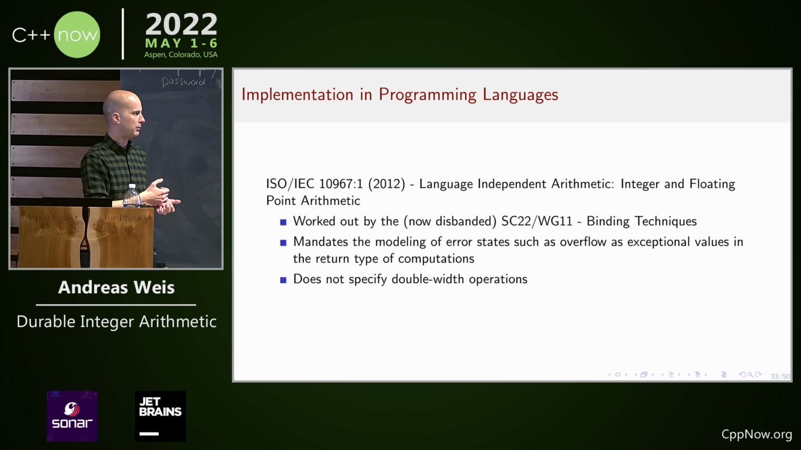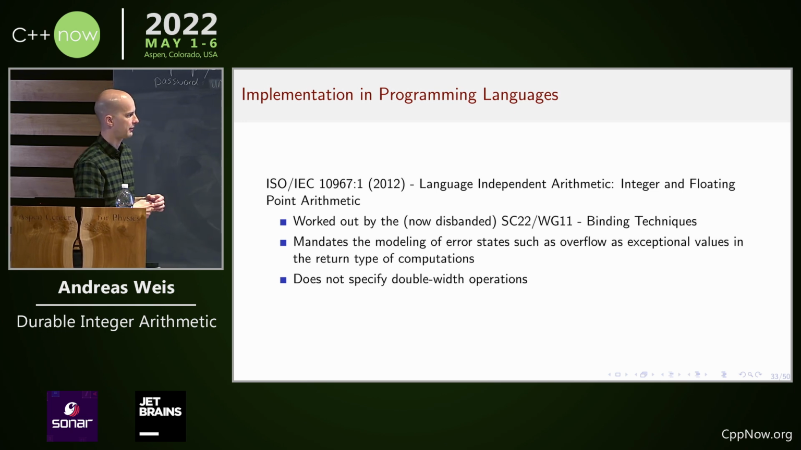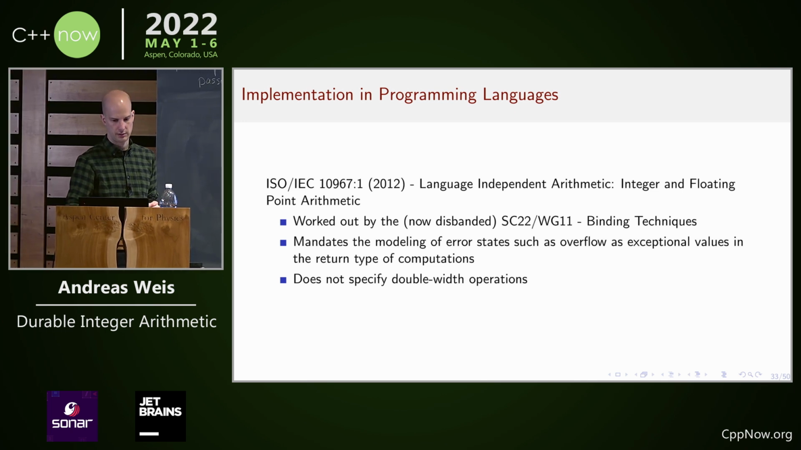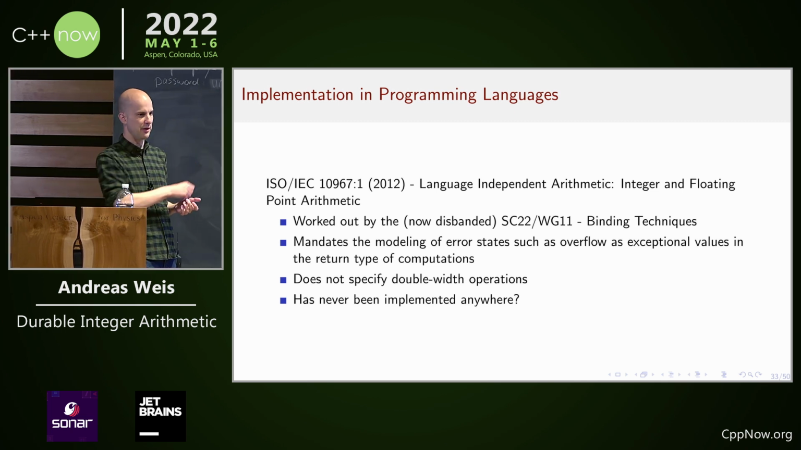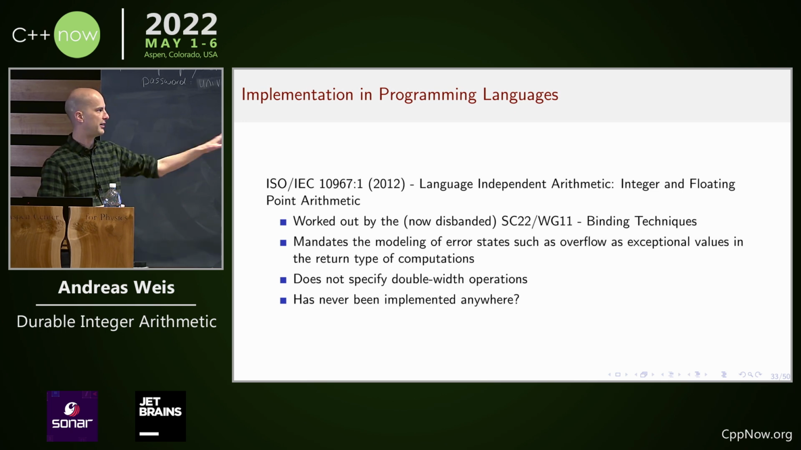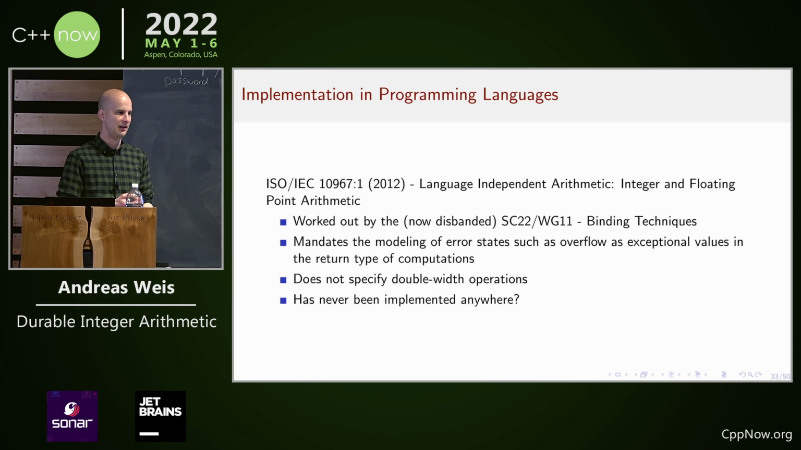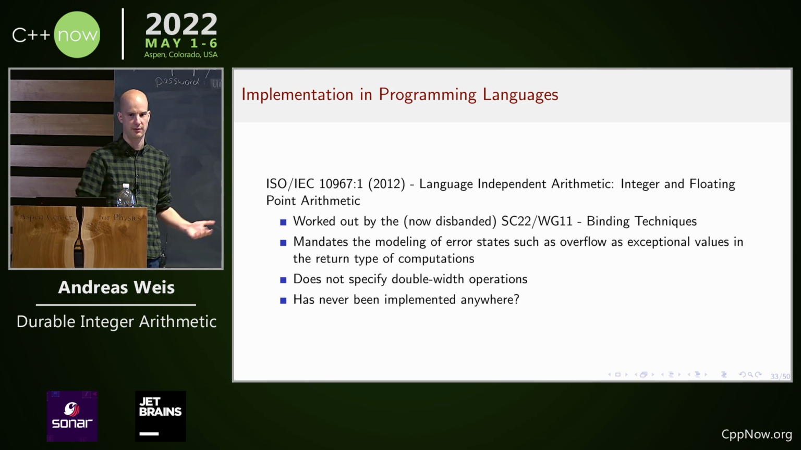They do not specify double width operations, which I found a bit surprising, as they seem to only care about overflow here. But that doesn't really matter because as far as I can tell, nobody ever bothered to implement this, in the sense of, hey, I'm claiming that I'm compliant to this standard, right? It's an interesting document because I think mathematically what they specify there is very sound, but it looks like a dead standard, right? I'm not aware of anybody actually ever going ahead and implementing something based on this.